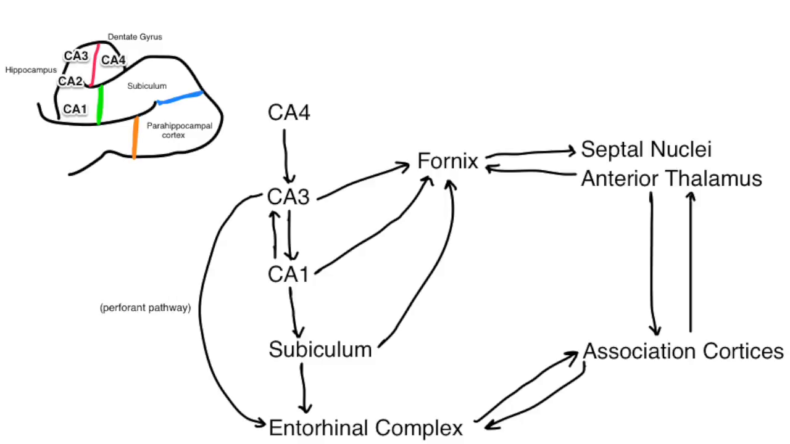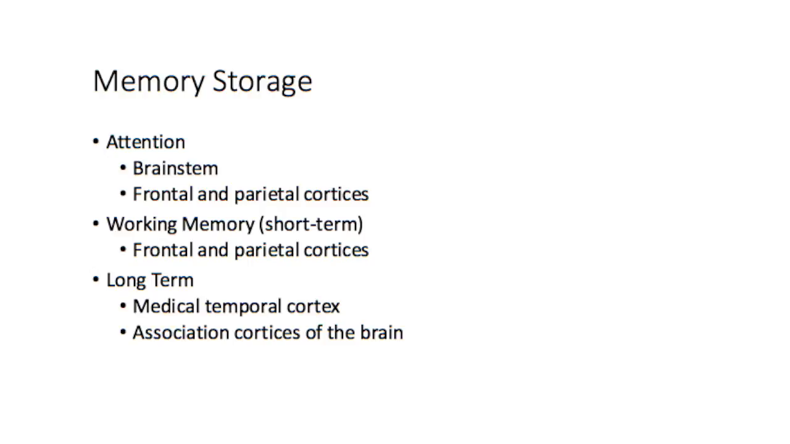Let's have a quick talk about the way memory is handled. We can look at this from a temporal basis. On an ongoing basis, the brainstem reticular network and the frontal and parietal association cortices are all involved in attention, which is ongoing, and generally would be described as measured in seconds. Memory is then further divided into working and long-term memory.